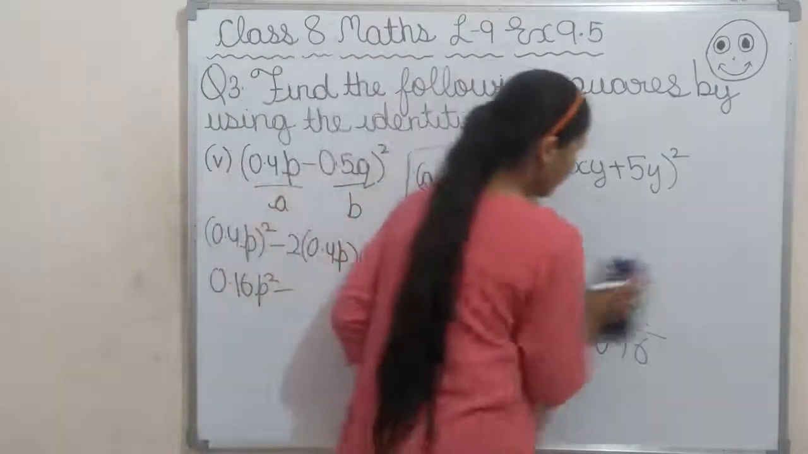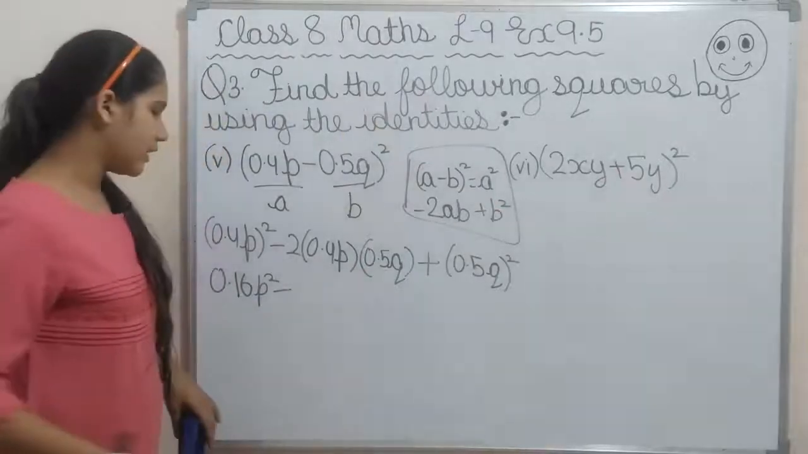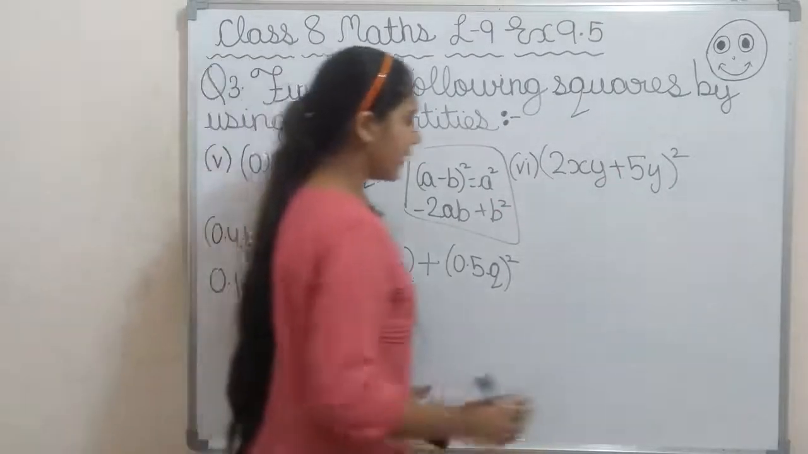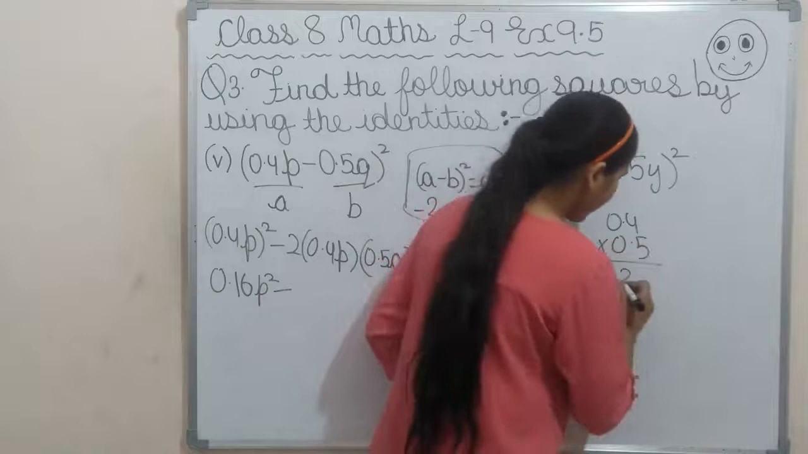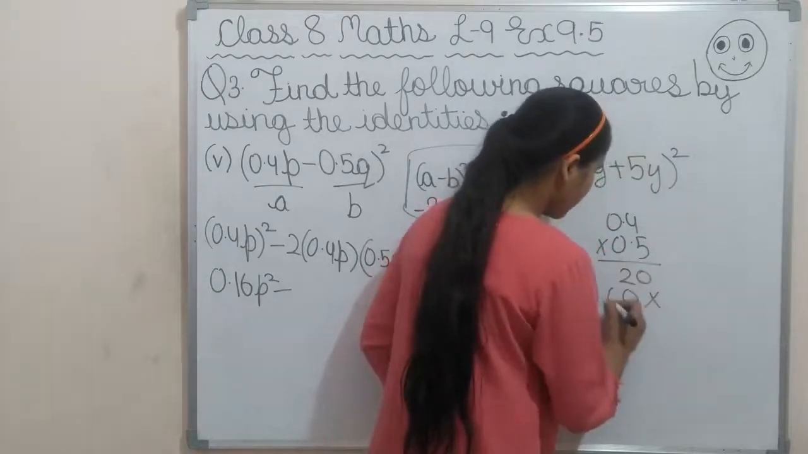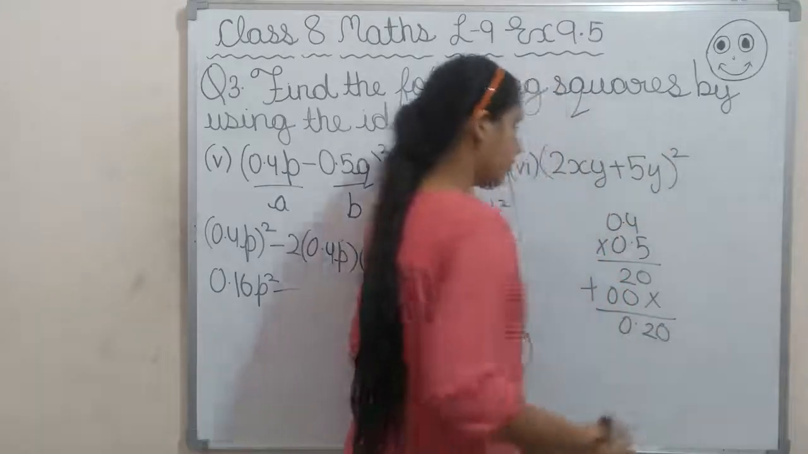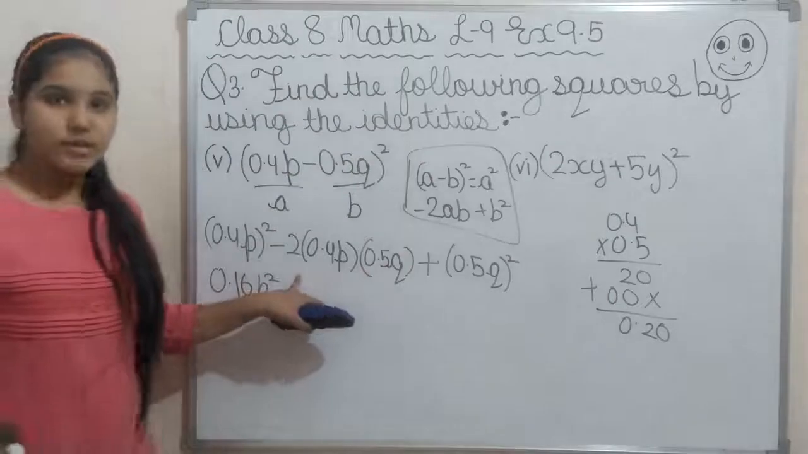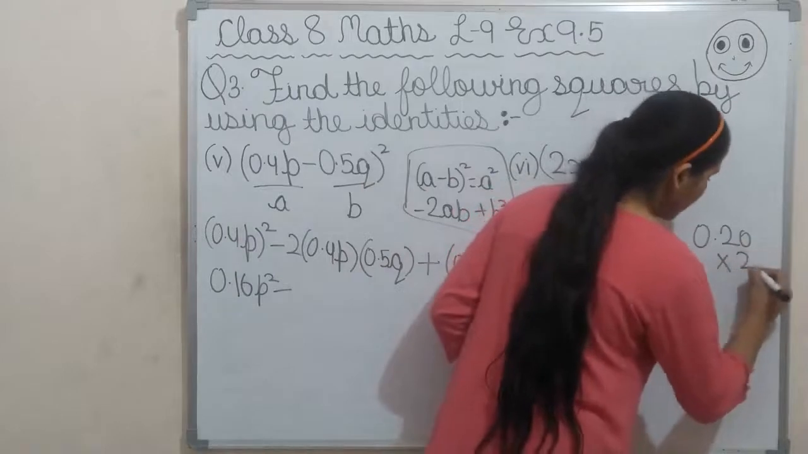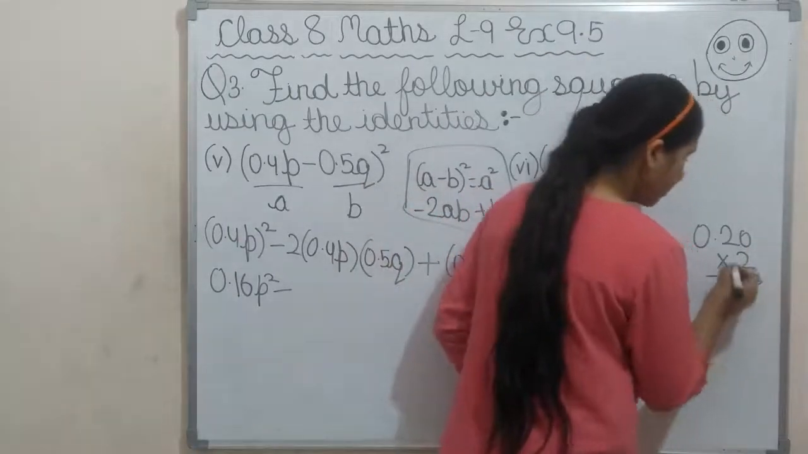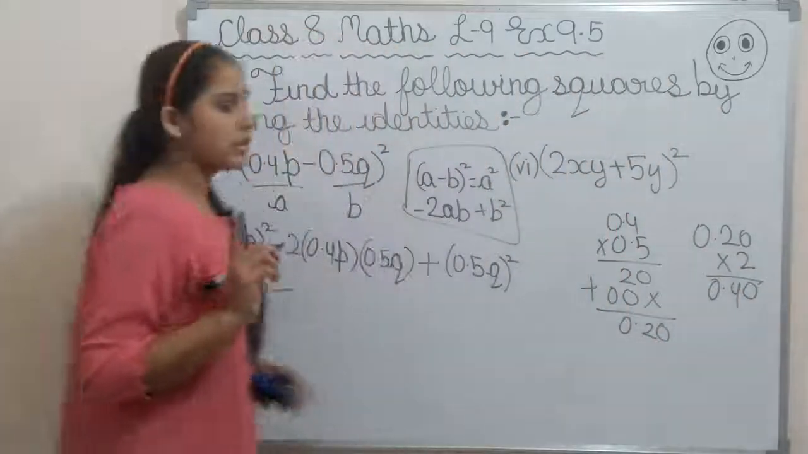Then minus 2 into, first we will multiply. You can multiply any of them, but I am multiplying here 0.4 into 0.5. So 5 into 4 is 20 as it is. Then 0 4s are 0. So 20 and after this 0.20. Then multiply 2 also, because 2 is also there, you have to multiply 2 also. So I am doing here 0.20 into 2. 2 zeros are 0, 2 twos are 4, decimal point, so it is 0.40.